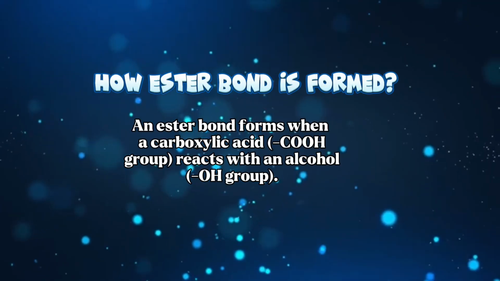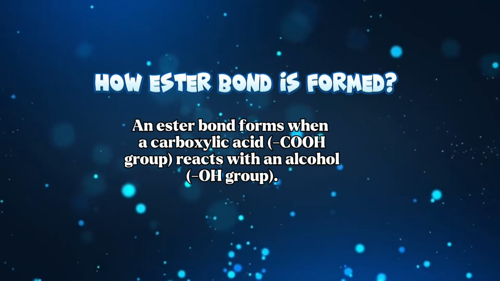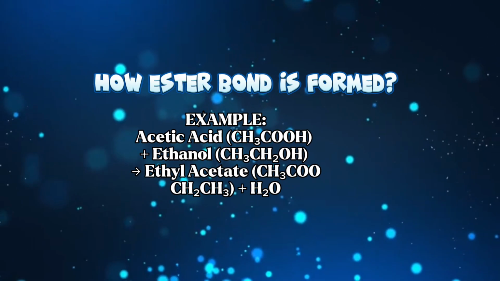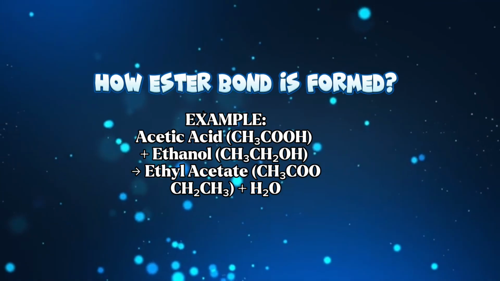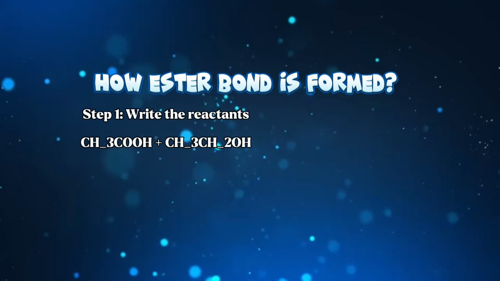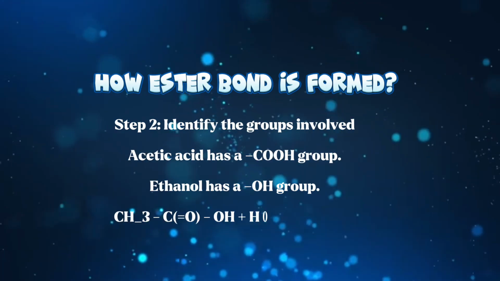An ester bond is formed through a reaction called esterification, where a carboxylic acid reacts with an alcohol. During the reaction, the hydroxyl group from the acid and the hydrogen atom from the alcohol combine to release water.